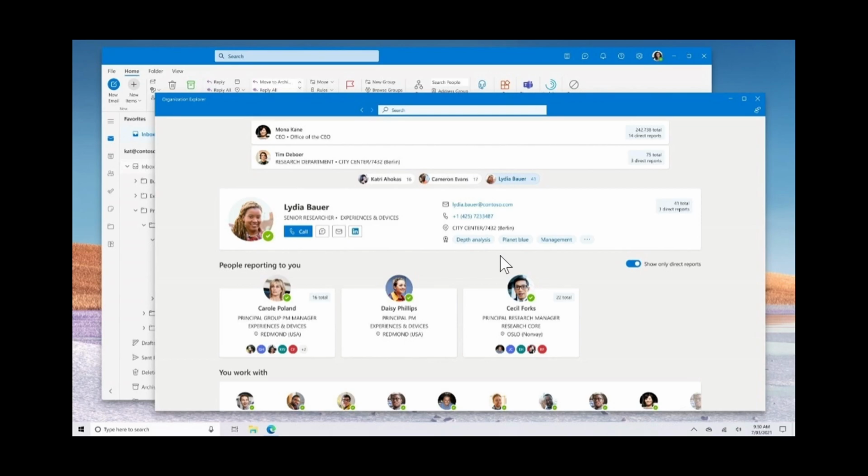So let's cross our fingers. This should be coming this spring. So this is going to be interesting to see if people like it. It's possibly going to appear in the Insider Rings first. So this is something to look at.